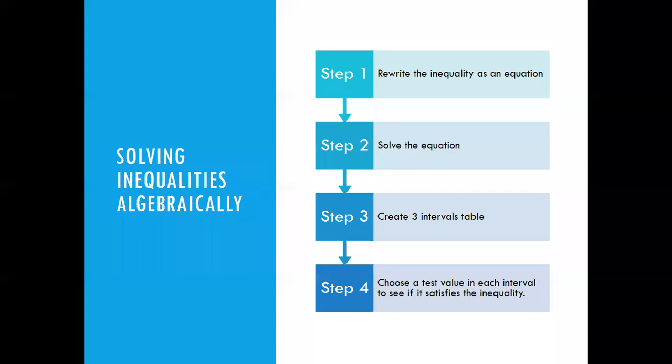Here we go. So we're going to do our 4 steps and see how it works. So again, step 1 is we're going to rewrite the inequality as an equation. Step 2, solve the equation. Step 3, create 3 interval tables. Step 4, choose a test value in each interval to see if it satisfies the inequality.